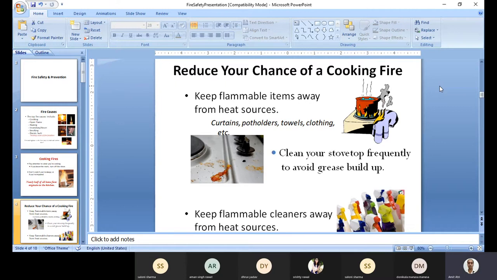One more factor we will consider here is grease. Always clean your stove top frequently to avoid grease buildup.